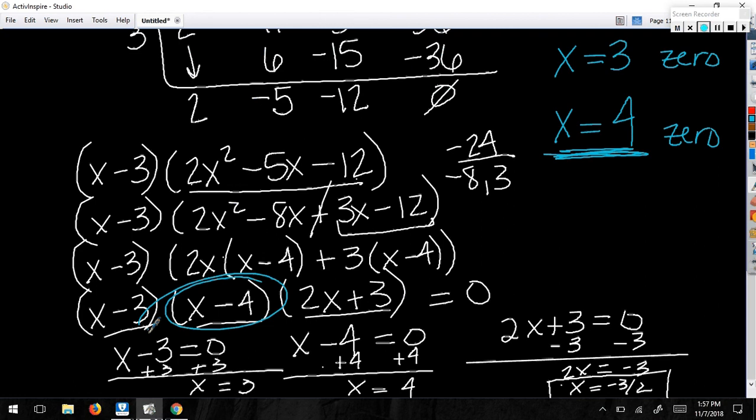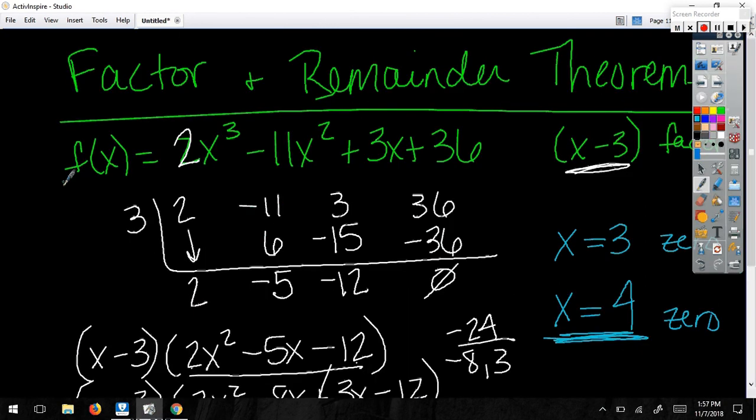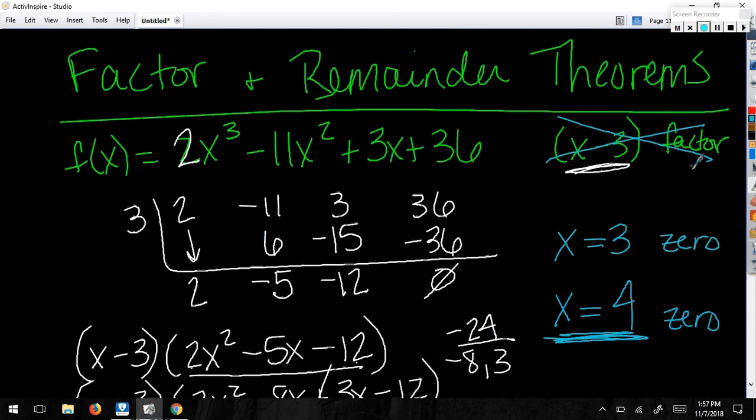So, what if I started this problem exactly the same way, but instead of giving you a factor, I said, here's a 0, find the others. Or maybe I use 3 to start with. Do you see that the process is the same? Because if 3 is a 0, that tells me that x minus 3 is a factor. Does that make sense? So that's all we're doing.